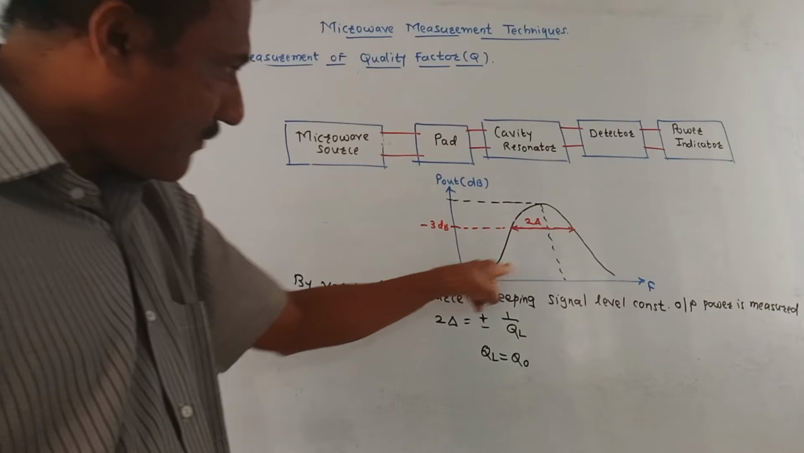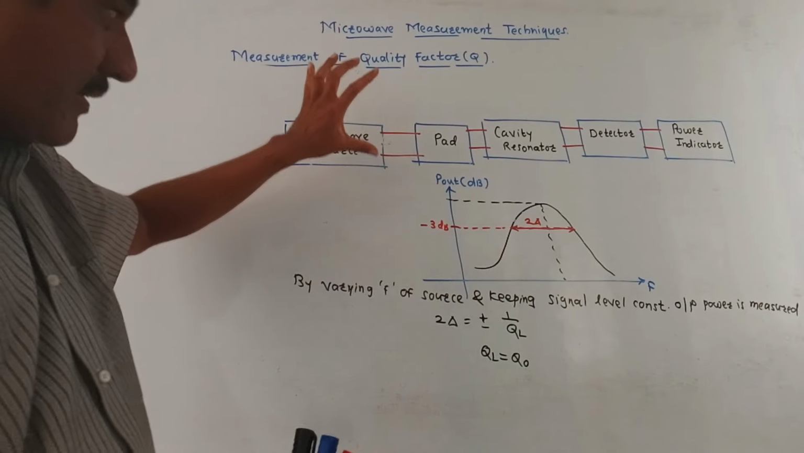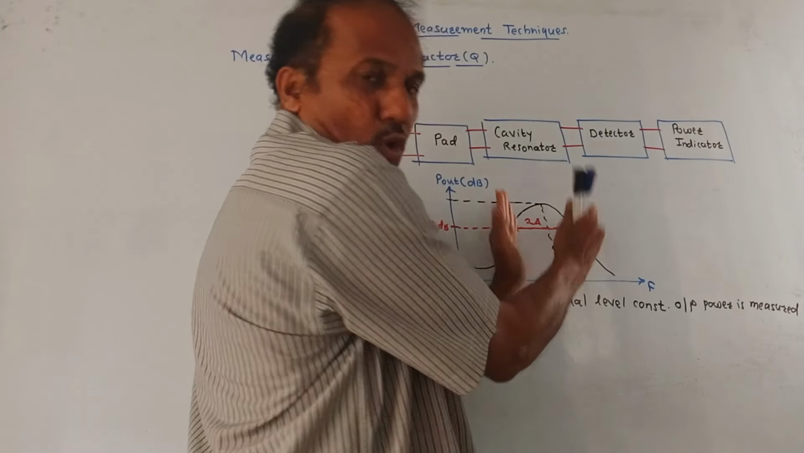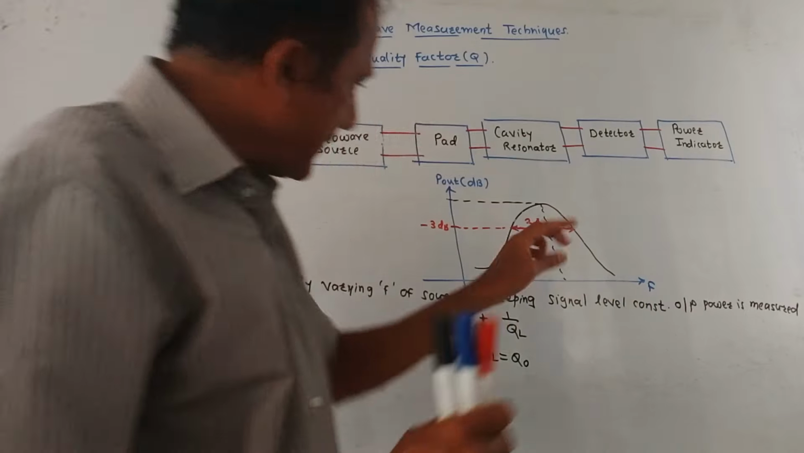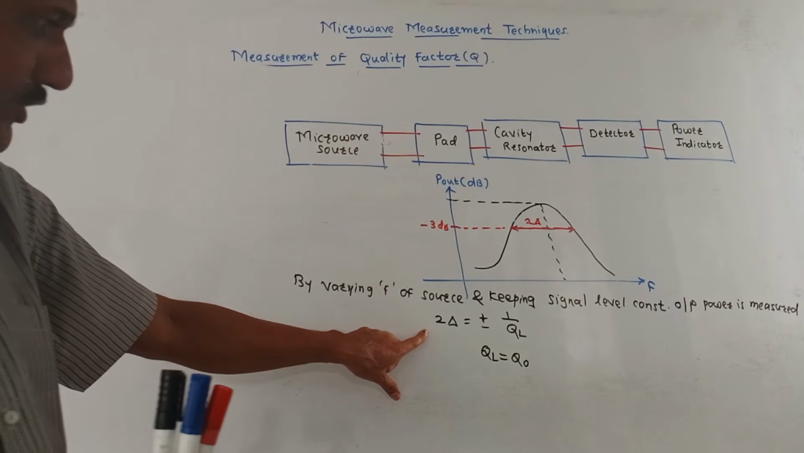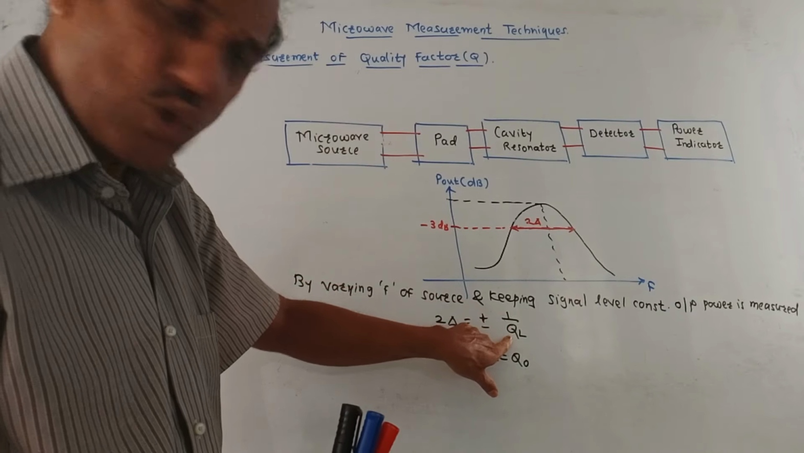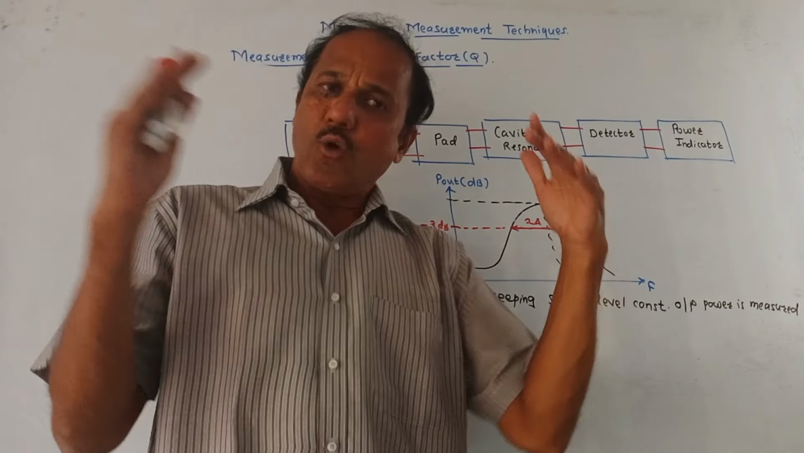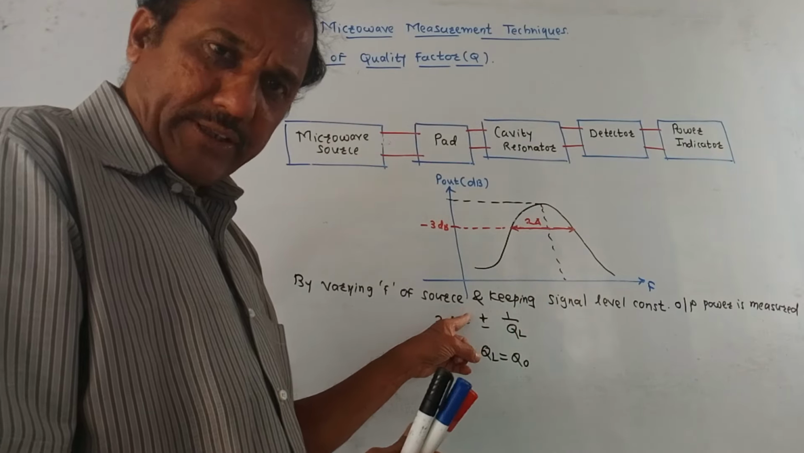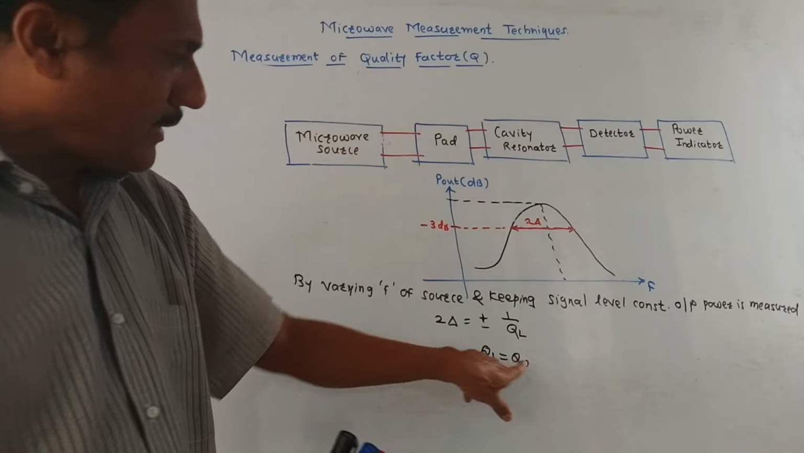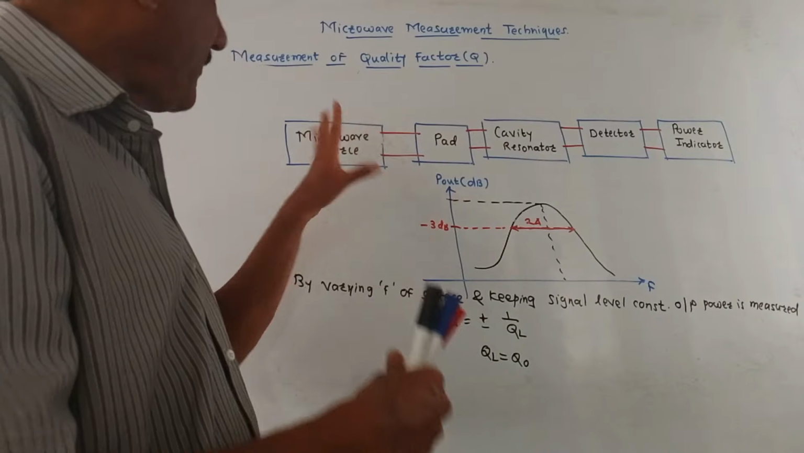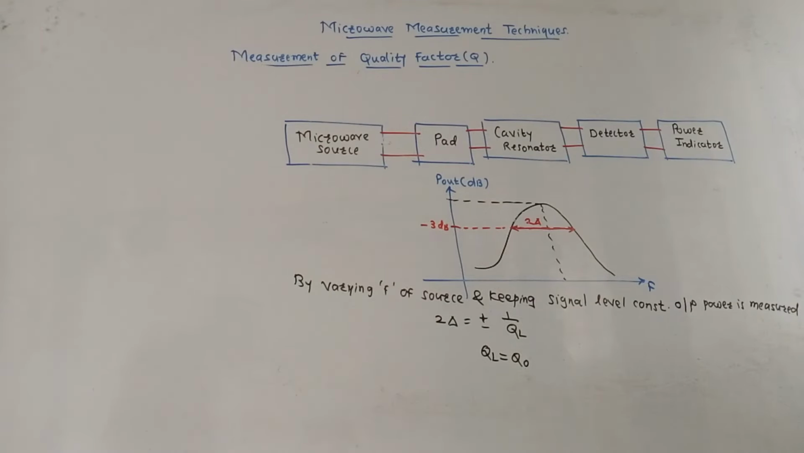Then plot the graph. The nature of the graph will be like this. This is the 3 dB point. At this 3 dB point, this width, which is called the half power bandwidth, is measured. This is denoted by 2 delta. Now the standard equation is 2 delta equals plus minus 1 by QL, where QL is the quality factor with load. Now from this we can calculate the quality factor. In an ideal situation, QL will be the same as Q0, where Q0 is the quality factor without load. That is the quality factor of the given microwave device.